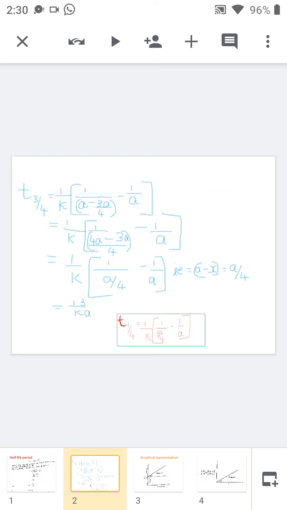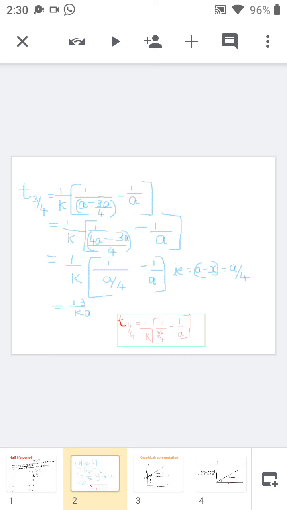Now, in order to find out t 3/4, we have to substitute x = 3a/4. So our a − x becomes a/4. So we will get t 3/4 = 3/(k·a).